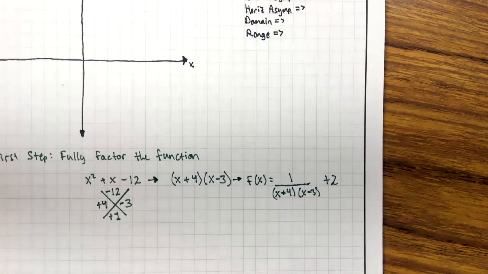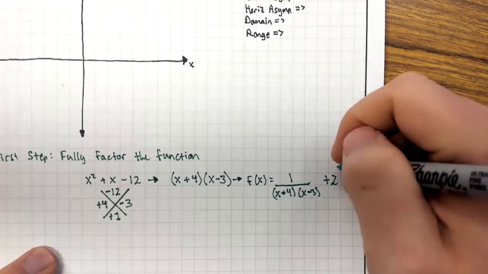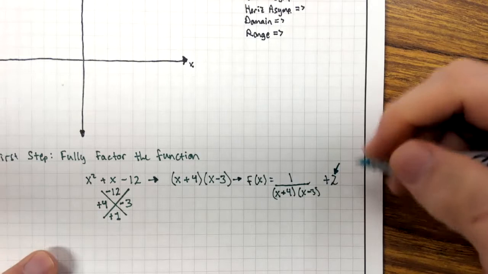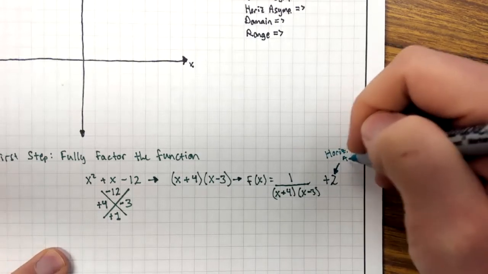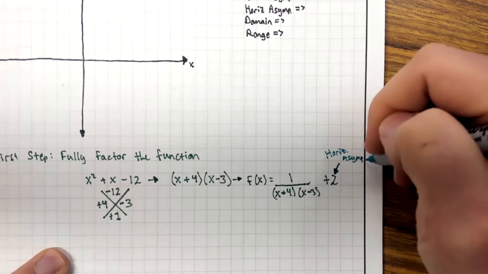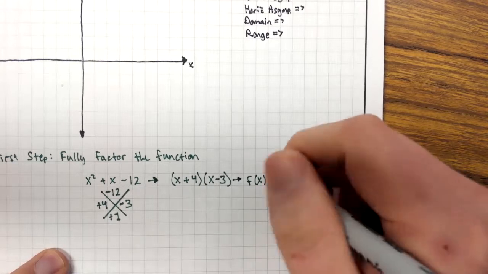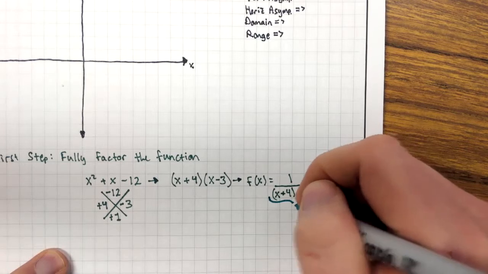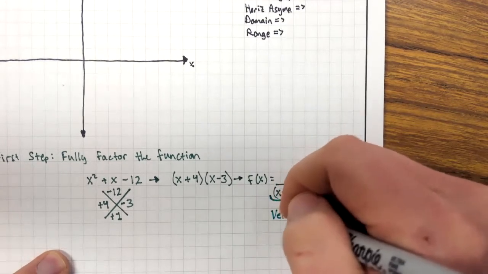Yeah, we'll change the signs essentially in a little bit. So this function, this is not going to change. This number on the end, the plus 2, that is where you get the horizontal asymptote. This denominator piece, the x plus 4, the x minus 3, denominator is where you're going to find the vertical asymptotes.